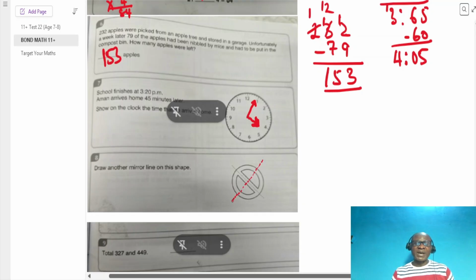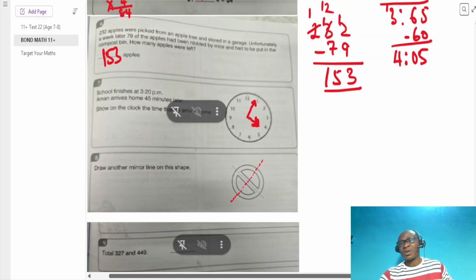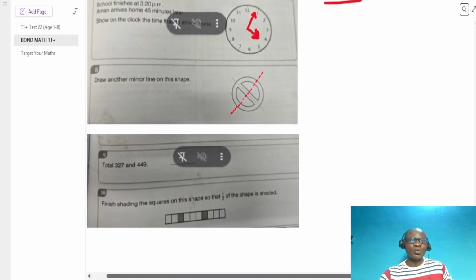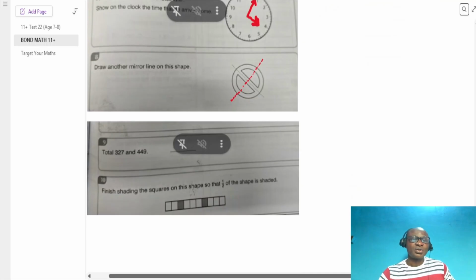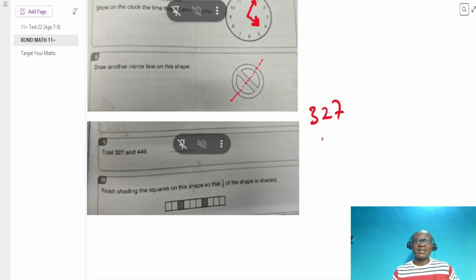I think this is better. All right. So that is how that can be drawn. Let's go to another question. Another question under it says what? 227 and 449. They say what is the total? You add. Am I correct? Yes. Don't get distracted. You add the 2.